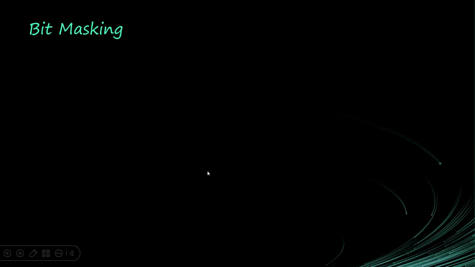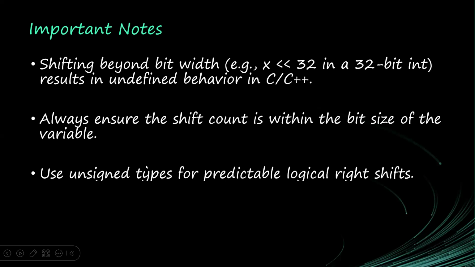Okay. So in the next session, we'll be talking about bit masking. I will take time to explain bit masking and bit vector. So thank you very much, everybody. This is where we'll be ending the class.